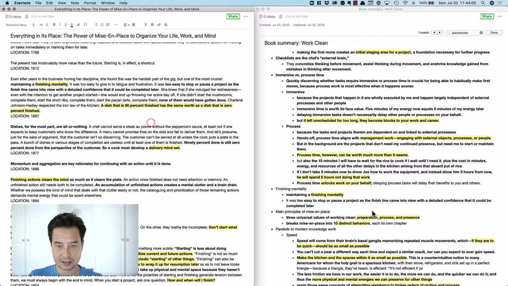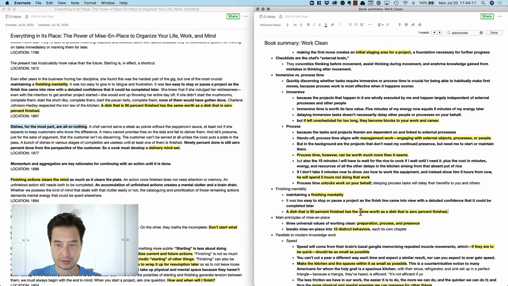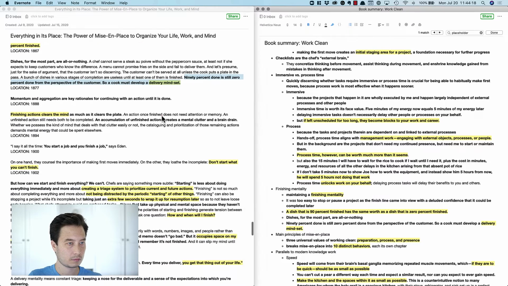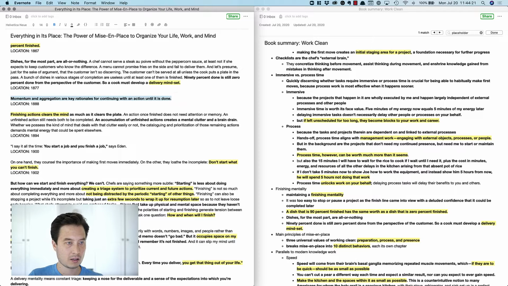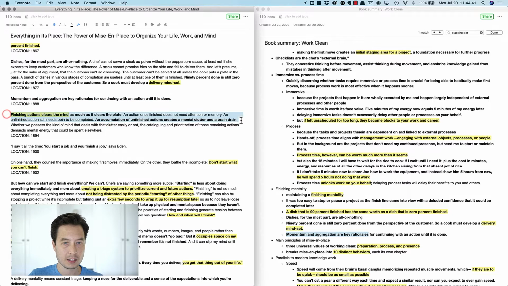Okay, so this has to do with finishing. This has to do with finishing. This has to do with finishing. Now we're starting to explain why a finishing mentality is so important, that it is a way of preserving momentum and aggregation. So I'm going to put that also in here. I want to see that again next time I come back around to finishing. I want to know why he thinks it's so critical. Same thing with this.